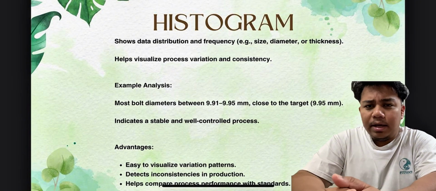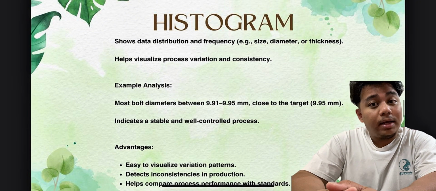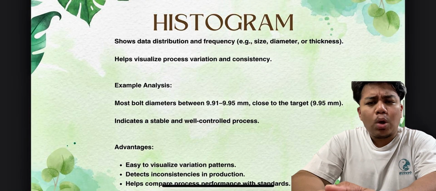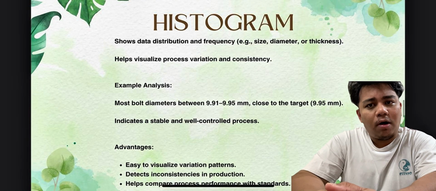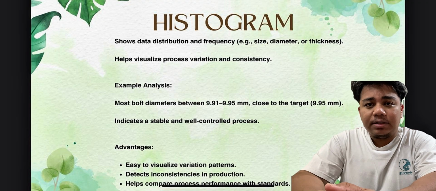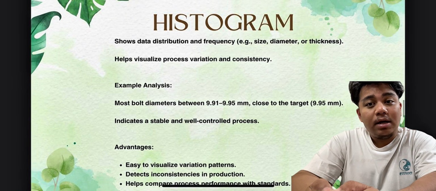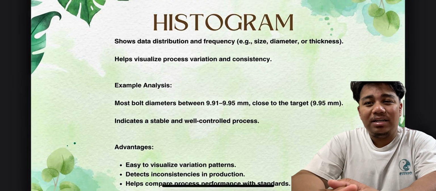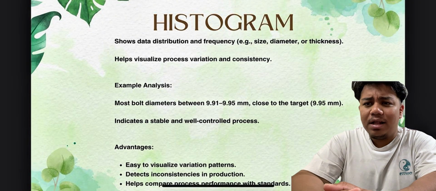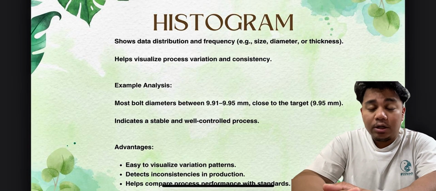For example, in this analysis, most bolt diameters are between 9.91 and 9.95 millimeters, which is very close to the target value of 9.95 millimeters. That means the process is stable and well controlled. Some advantages of using a histogram are it's easy to see variation patterns, it helps detect inconsistencies during production, and it allows us to compare the process performance with standard requirements.